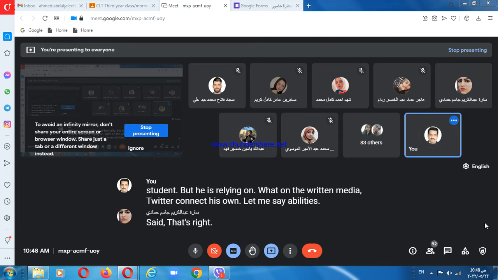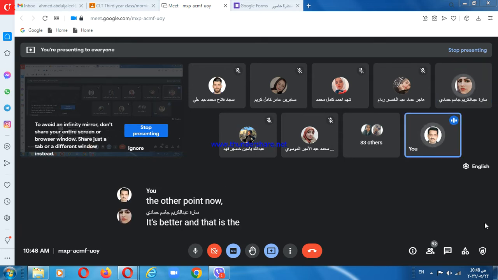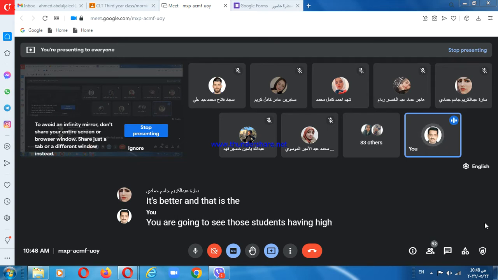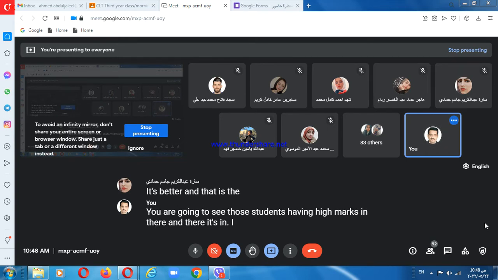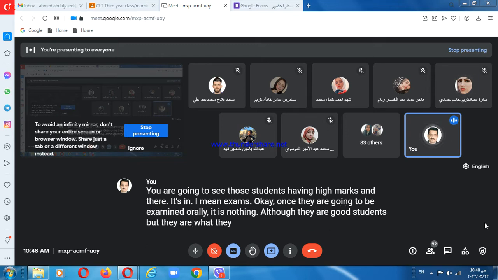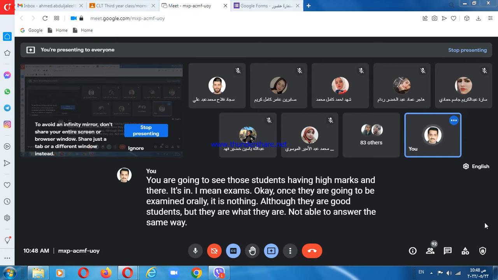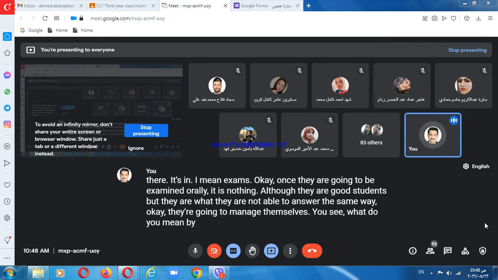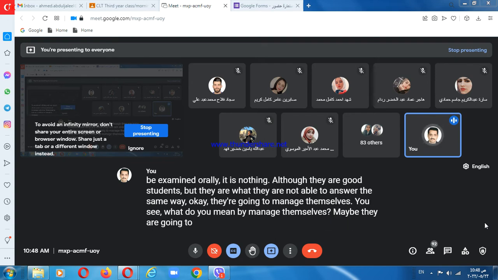The other point now. So you are going to see those students having high marks in the written exams. Okay, once they are going to be examined orally, it is nothing. Although they are good students, they are not able to answer the same way. Okay, they are going to manage themselves. What do you mean by manage themselves? Maybe they are going to respond correctly, but not perfectly, just like in the written exam.